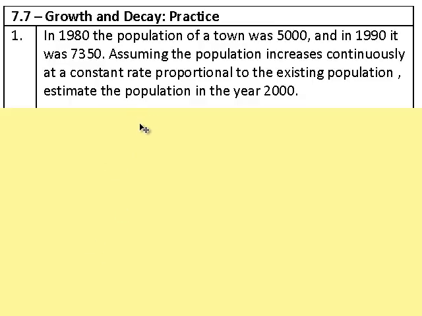Number one says that in 1980, the population of a town was 5,000, and in 1990, it was 7,350. Assuming that the population increases continuously at a constant rate proportional to the existing population. All right, so this is what we're looking for, proportional, that it increases at a rate proportional to the existing population. That means if y is the population, then y increases according to some exponential function.